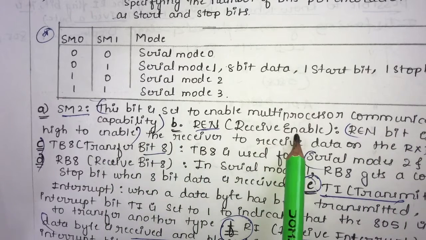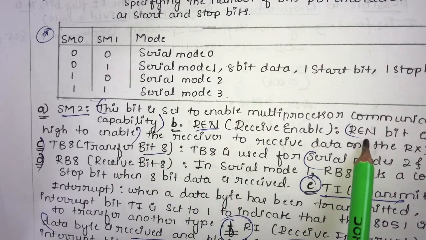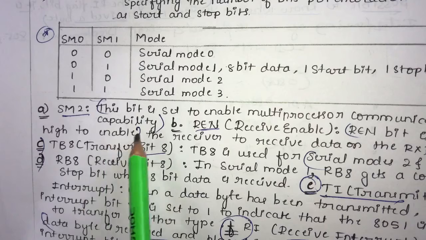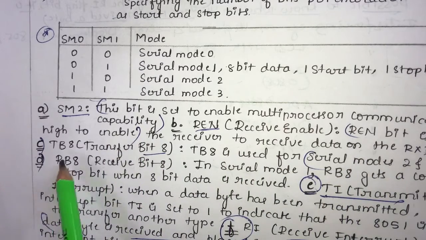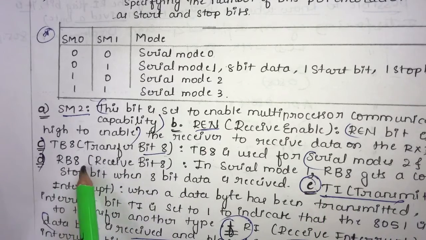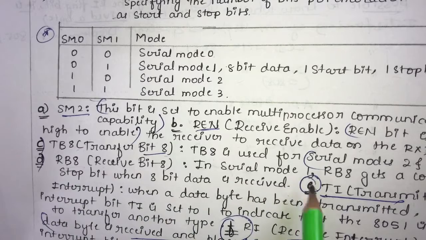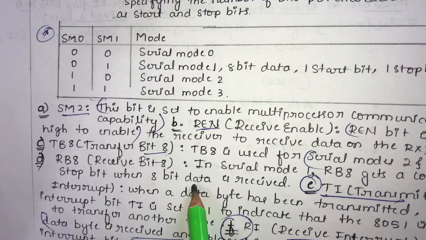REN, that is receive enable. This REN bit is made high to enable the receiver to receive the data on the receive data RxD pin. TB8, transmit bit 8, is used for serial modes. RB8 is the receive bit 8. In serial mode 1, RB8 gets a copy of the stop bit and 8 bits are received.